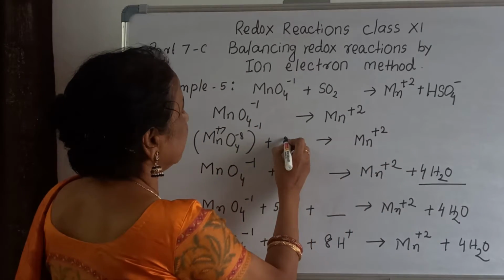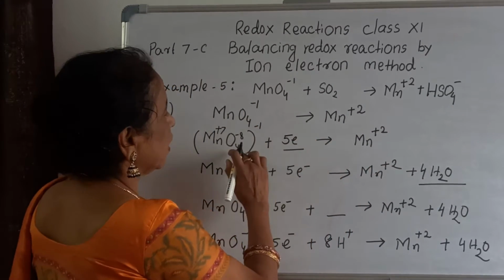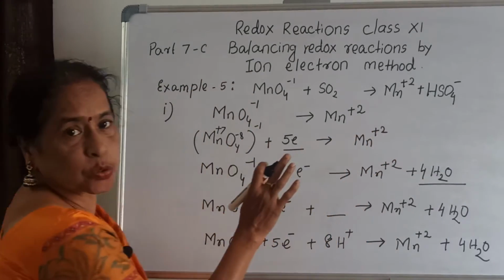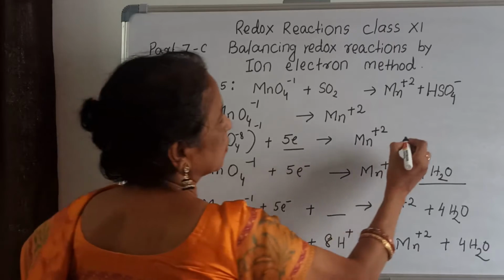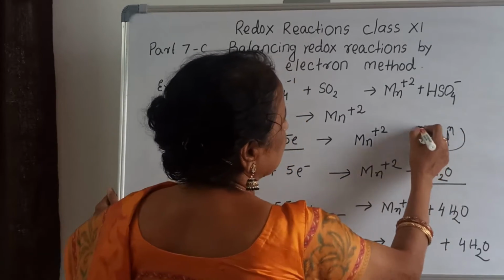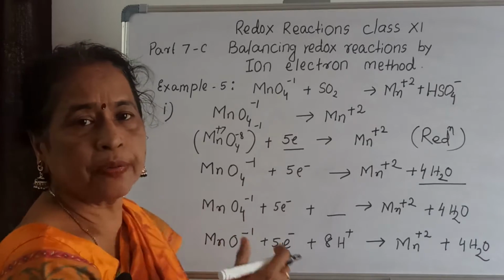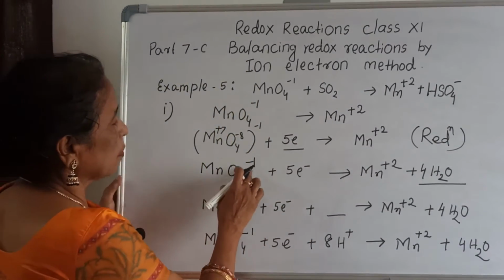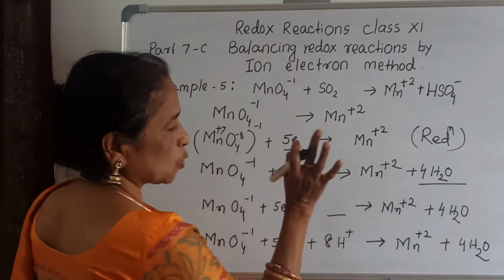That means 5 electrons you will add. When you add 5 electrons, it changes to Mn plus 2. That means here reduction takes place. This is called the half reaction where reduction takes place. Now MnO4 minus 1 gives Mn plus 2.